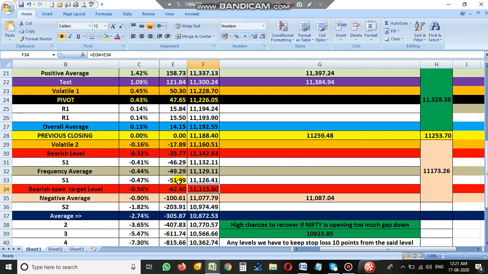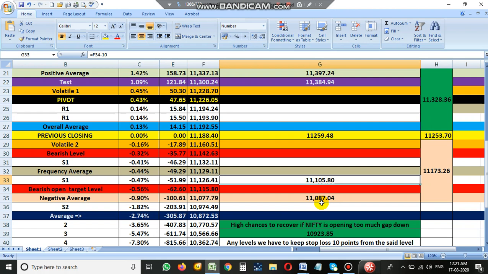Once the bearish open target level is breaking, which is around 62 points, so if we subtract 10 points to 72.60, if I subtract 10 points, 11,105.80 is breaking, then the market may have chances to go extremely bearish towards the next level, which is the negative average 11,077. So that is where this particular level is aligning. 870.04, up to that level.